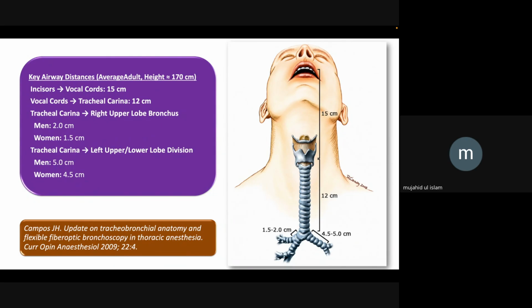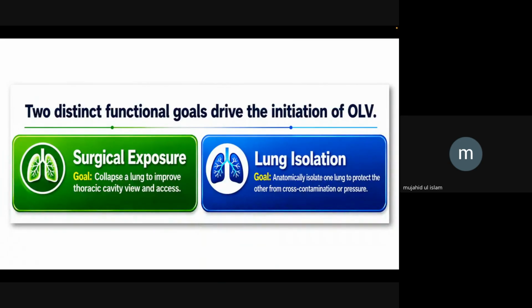These anatomical distances apply to individuals with a height of approximately 170 centimeter, and the normal insertion depth for a left-sided double lumen tube measured at the teeth is approximately 28 to 29 centimeter in men and 26 to 27 centimeter in women. So generally, there are two broad indications for one lung ventilation: lung collapse for surgical exposure, for which bronchial blockers are the better choice, and protection of the healthy lung from contamination, for which double lumen tubes are the better choice. And in some patients, both indications may be present.